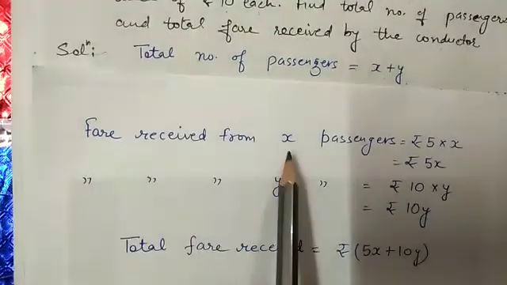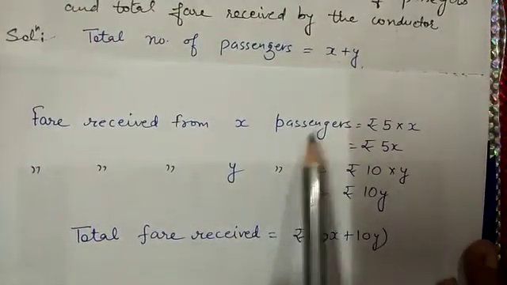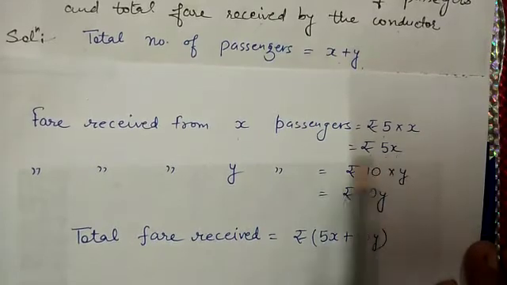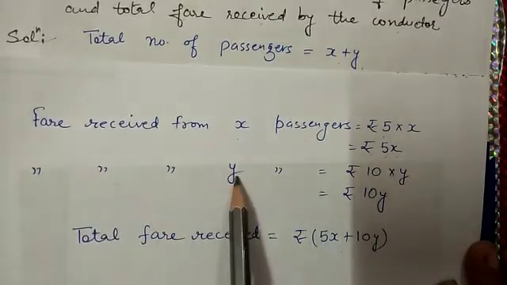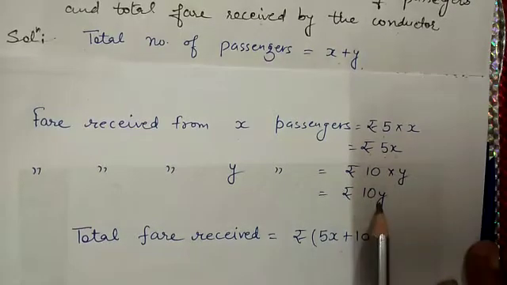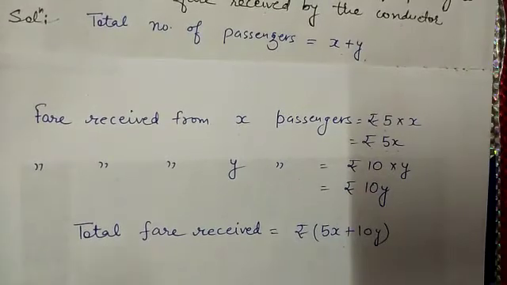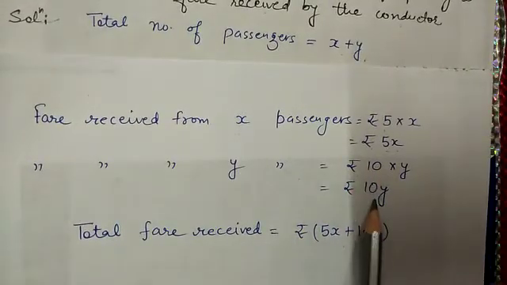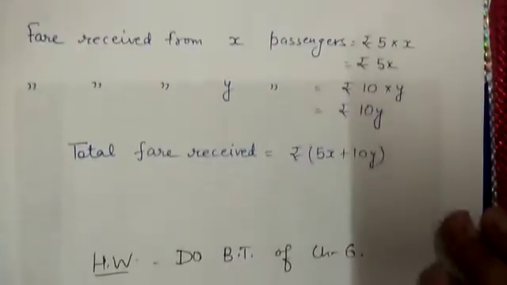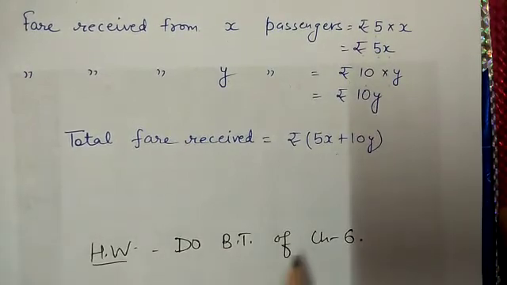Fare received from X passengers is equal to 5 into X. Then that became rupees 5x. Now fare received from Y passengers rupees 10 into Y, that is rupees 10y. So total fare received in all is equal to rupees 5x plus 10y. Okay. So this is the total money collected, and now your homework is to complete your BT of chapter 6.